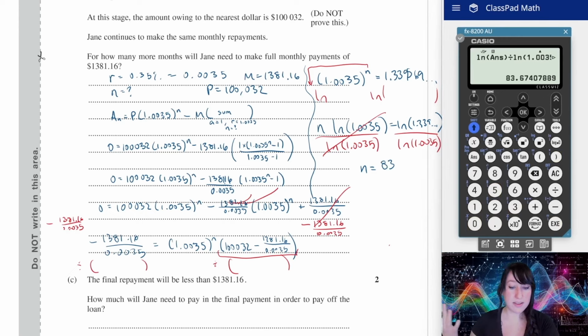Now it says, how many months will she make full payment? So 83 months of full payment, and then a partial payment. The 0.67 is part of a month's worth of payment. So we'll go N equals 83. And that seems reasonable since originally it was 180 months. She's made 100 payments. Normally it would have been 80 more months. The interest rate went up, so it takes her a little longer to pay it off.